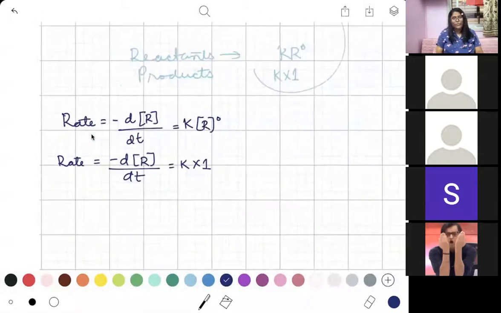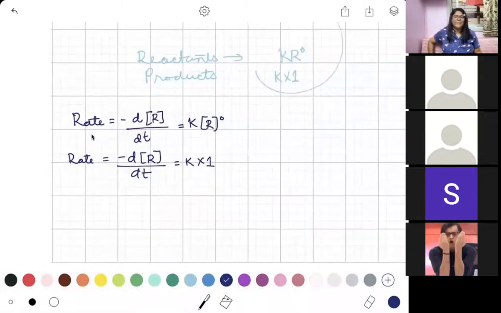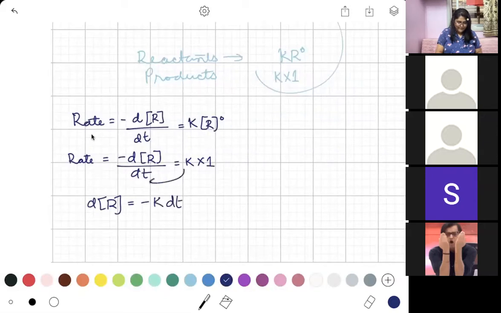If I take both these sides, my left hand side and my right hand side together, and note them down in a particular manner, I could also rewrite this as the amount of my reactants giving me K dt. So this comes here, this gets multiplied here. 1 into d[R] is going to remain d[R].